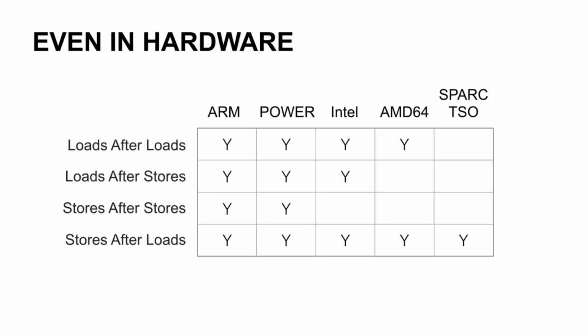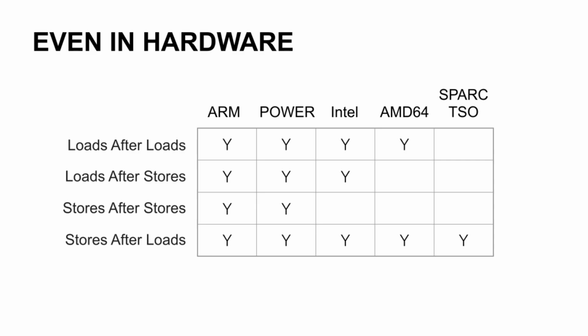Most hardware will reorder memory accesses. ARM will reorder pretty much everything. It'll move loads after loads, loads after stores, stores after stores, and stores after loads, as long as they're not to the same variable. If they're to the same variable, we need to keep them in order. Power does the same thing.